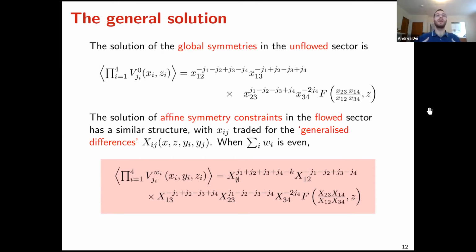Now, the solution of the affine symmetry instead of global symmetries, for correlators with winding instead of no winding, looks very similar. You just have to trade the xij differences for what we call generalized differences. And then the formula will just be the same. And again, we have a dependence on these generalized differences and an unknown function f of what one could call generalized cross ratio.